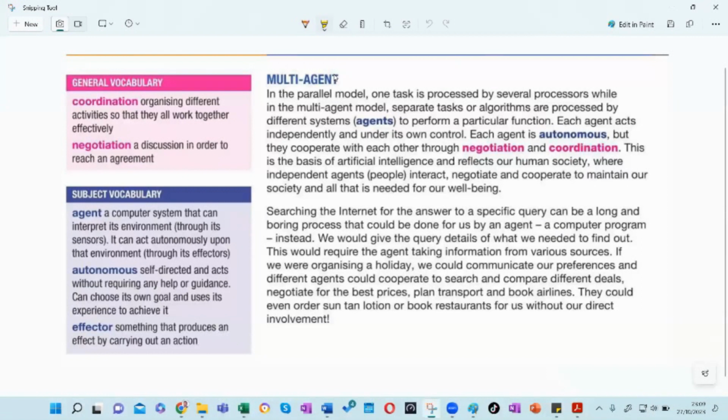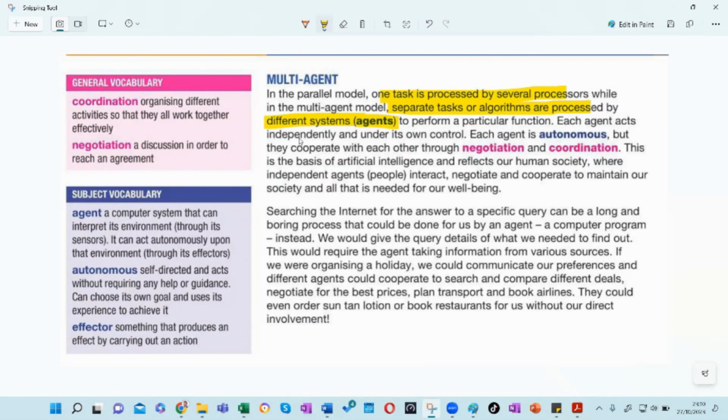Okay. In the parallel model, one task is processed by several processes, while in the multi-agent model, separate tasks or algorithms are processed by different systems, right? Different systems. These systems are called agents. This agent is not a core. It's not a processor. It is a complete system. You can think of it as a mainframe computer or a mini computer, a powerful computer, right?